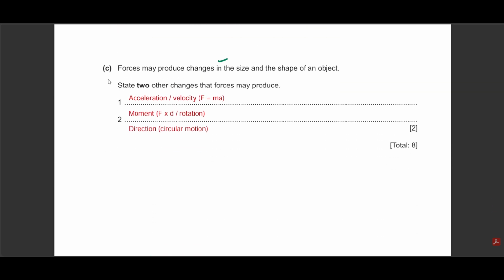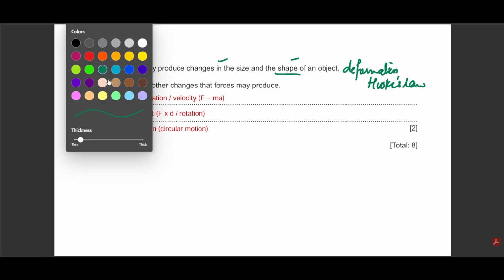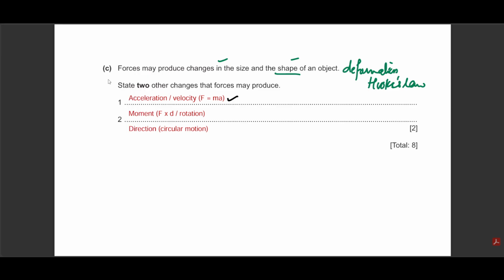Force may produce a change in size and shape of the object. The shape of the object is basically the chapter of deformation, or you can call this Hooke's law, if you remember. So he has already mentioned this, which means that we have to give options other than this. So the first one is acceleration, or the change in velocity, from the formula F equals ma; rotation from the formula F into d, moment; and direction in terms of circular motion, as a resultant force is acting towards the center, centripetal force.